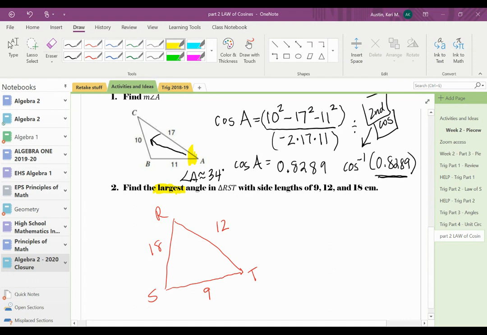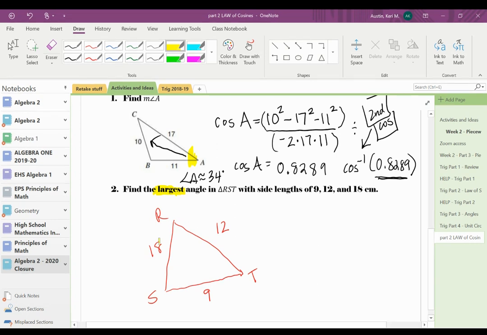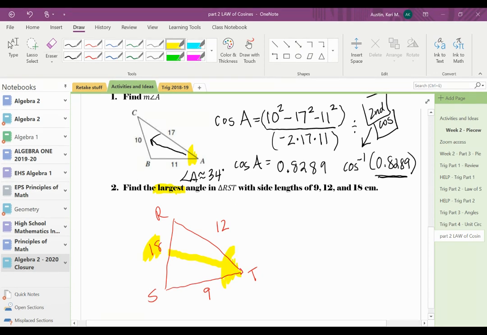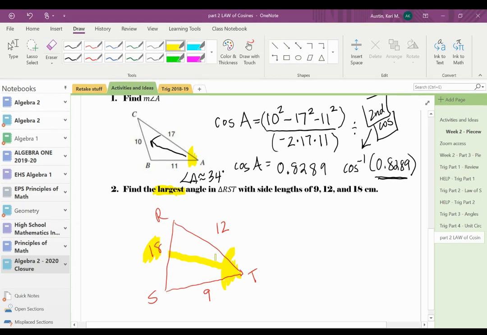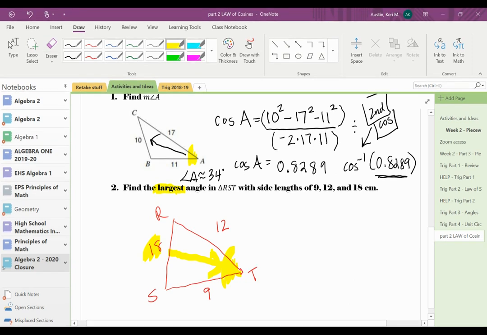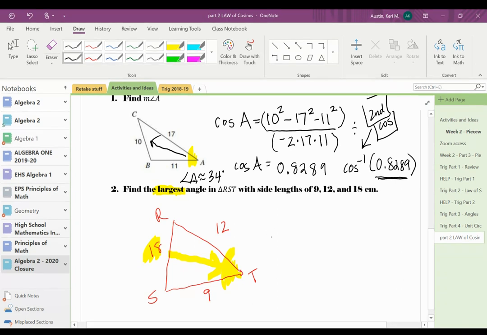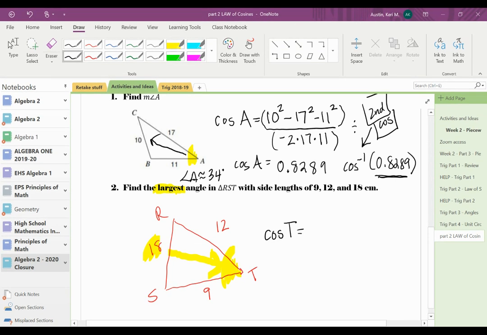So hopefully you might remember from geometry that the side length has something to do with the angle it's across from in a triangle. The bigger the angle, the bigger the side across from it. So if I'm looking for the largest angle, that's going to be across from the biggest side. So this one for me, it doesn't matter what letter it is. So I'm looking for angle T. Again, don't get caught up in the letters. The cosine of some angle I'm looking for.